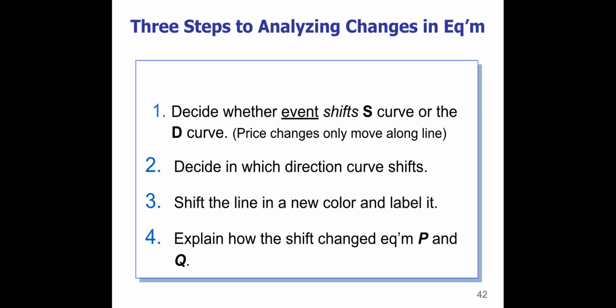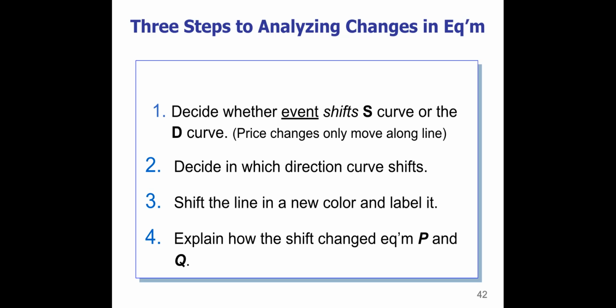Any other type of event or the price of a similar or related market will shift the entire demand or supply line. Once you've figured out if it is a shifter of supply or demand, you need to decide in which direction it would shift. Does that line move to the right, which is an increase, or to the left, which is a decrease?